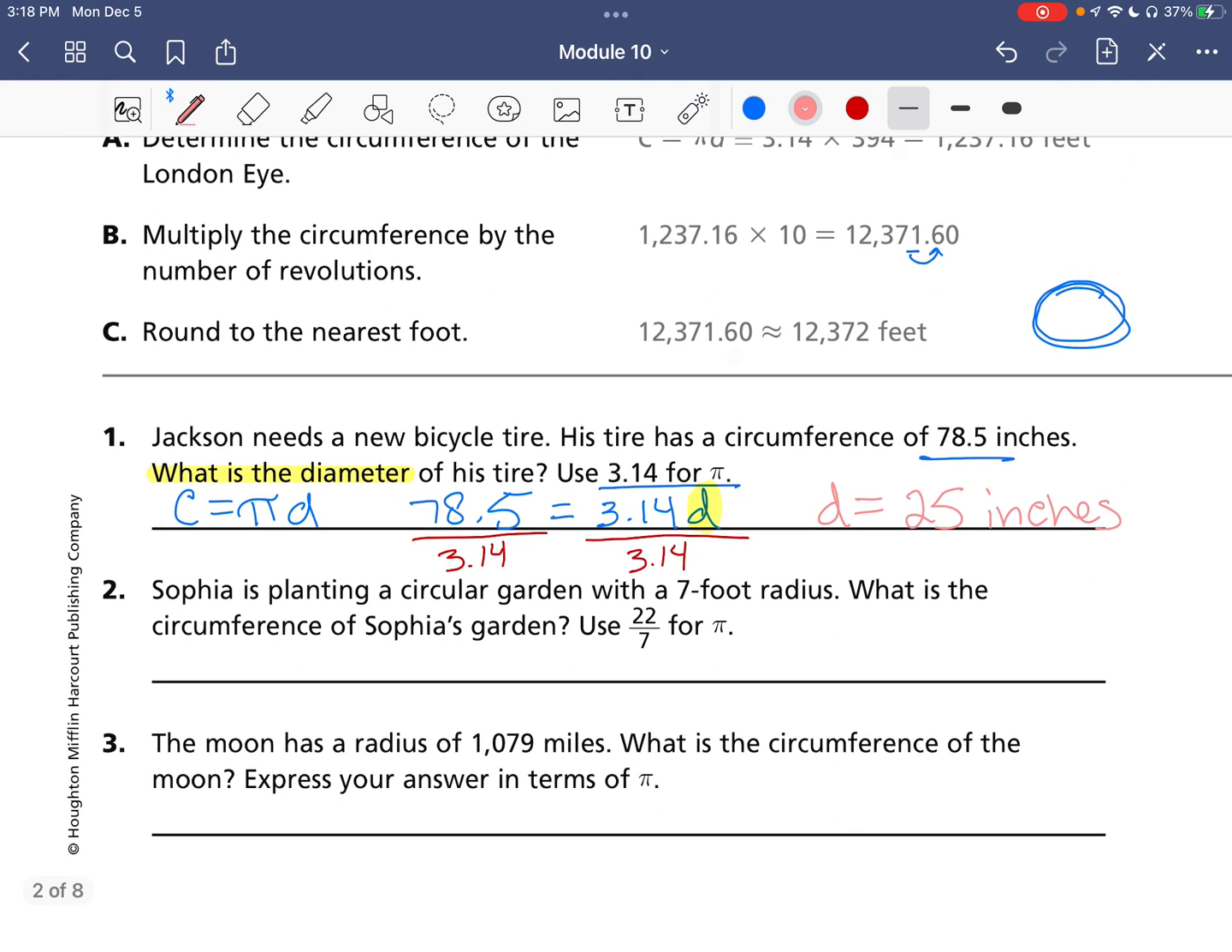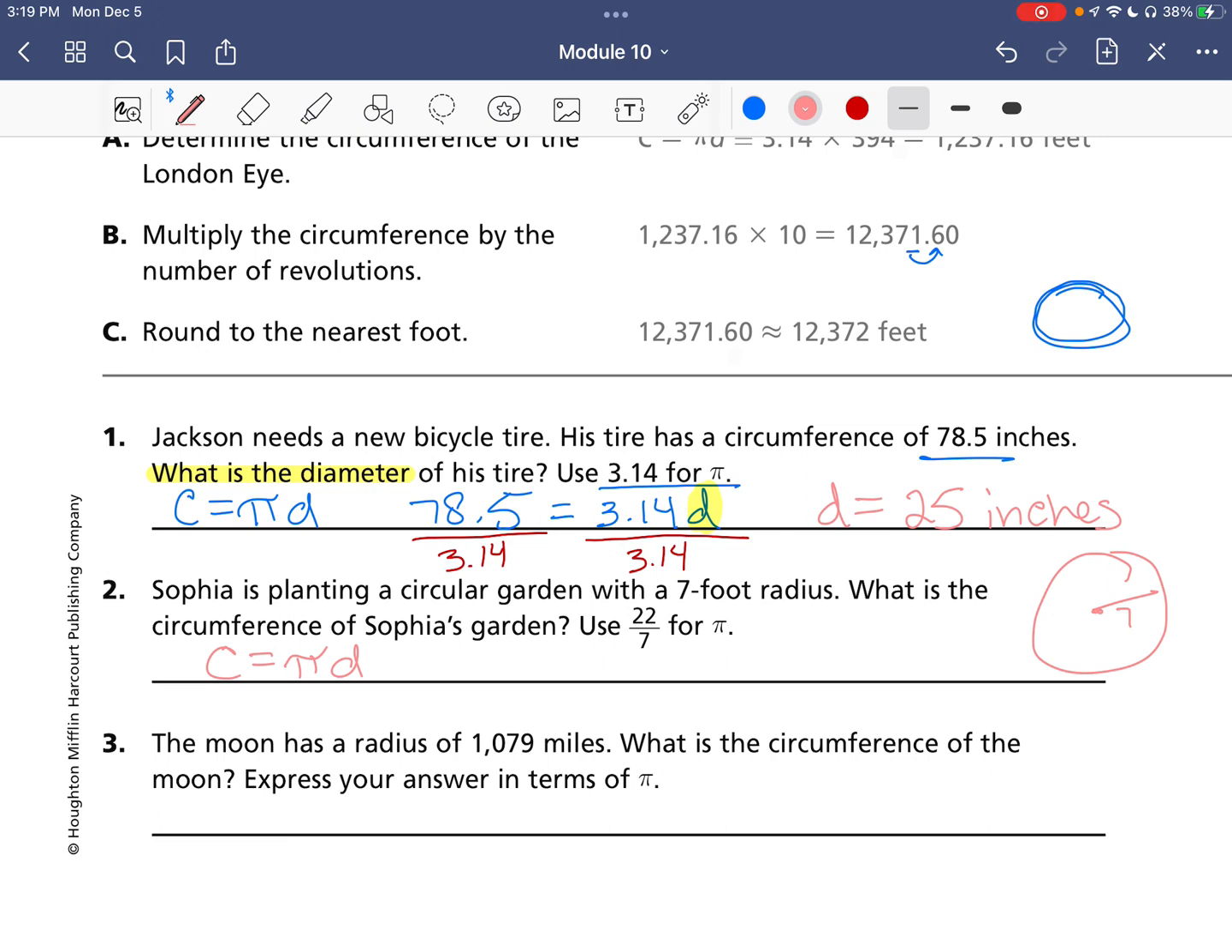All right, our last two here. Sophia is planting a circular garden with a 7-foot radius. What is the circumference of Sophia's garden? And use 22/7 for pi. Now, the reason we're not going to use 3.14 is because you have that 7 in the denominator, and we're going to be able to simplify a little bit. And it'll actually get us a more exact answer.